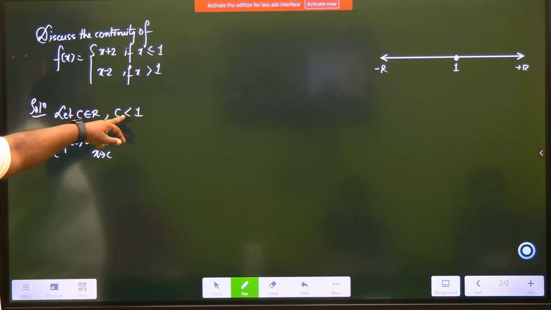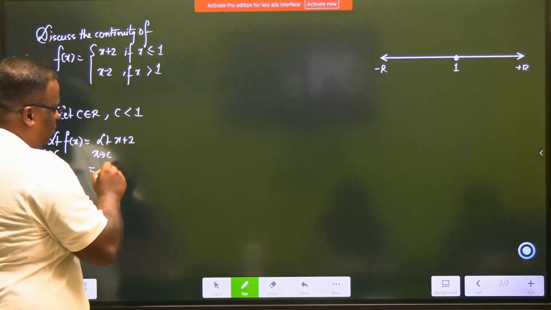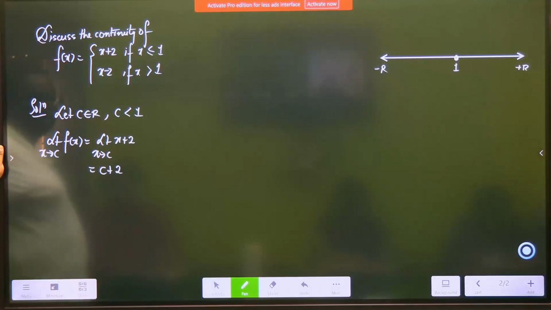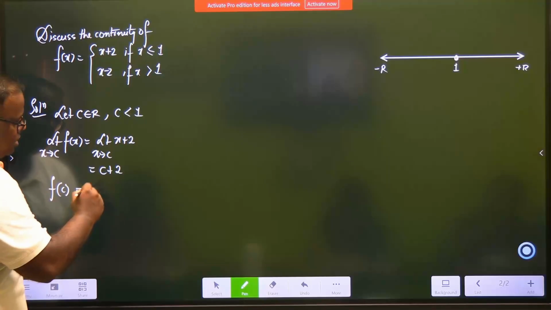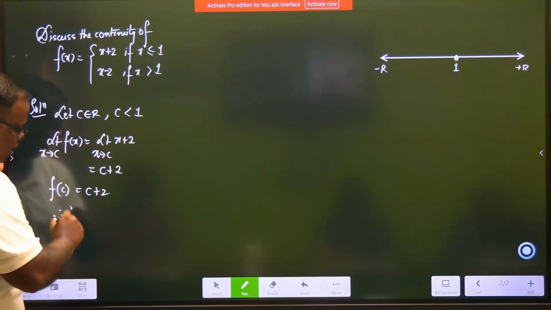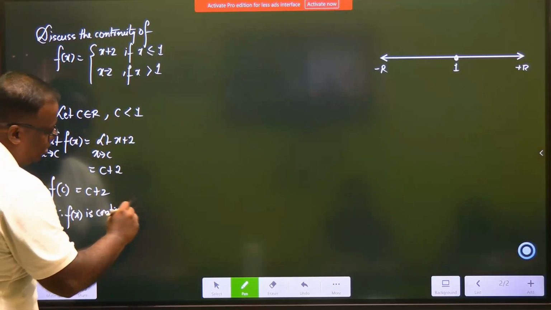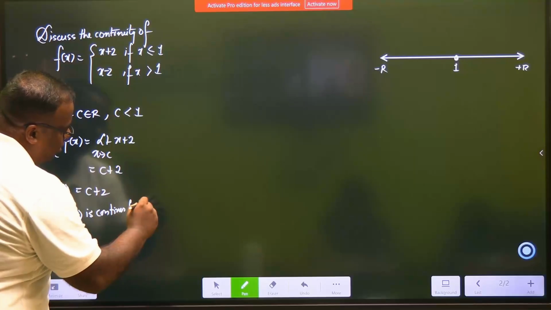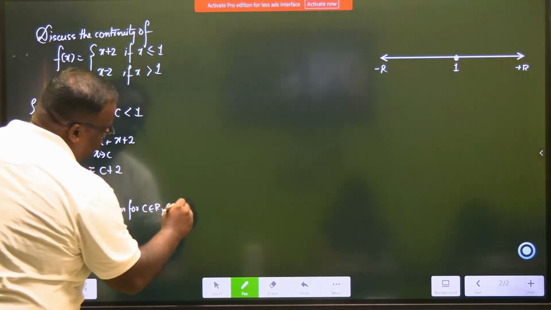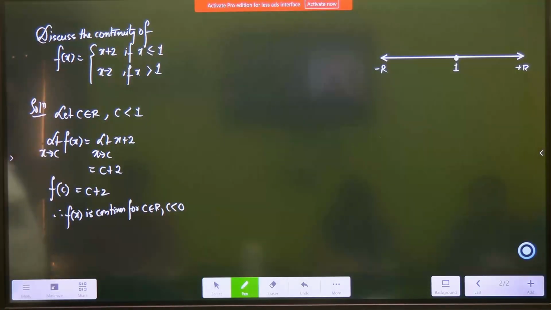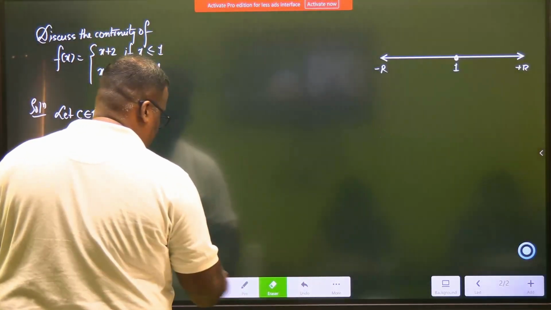Because you are going by the criteria less than 1, we'll pick up the top function, x plus 2. You can straight away substitute for c, c plus 2. Let us see what is the value of f of c out here. f of c is c plus 2. Therefore, f(x) is continuous for c belonging to R and c less than 1.